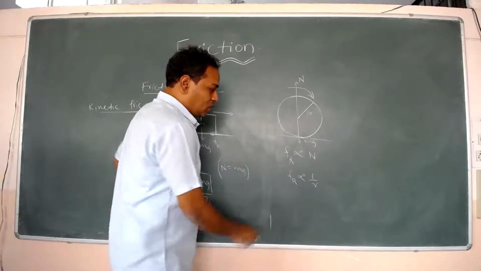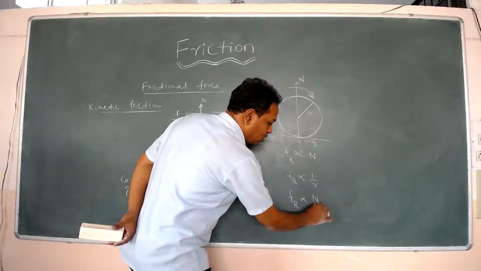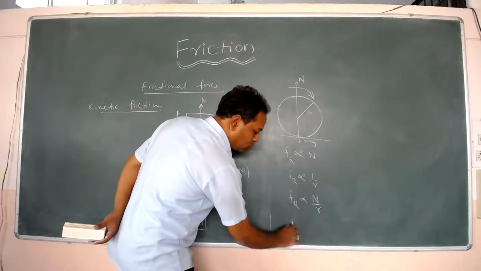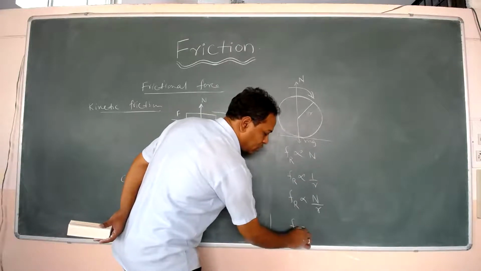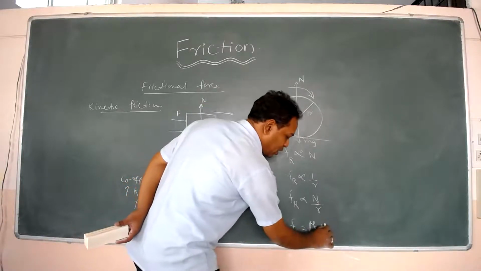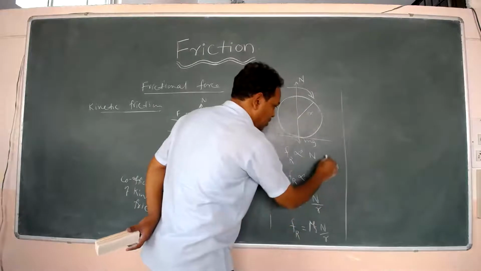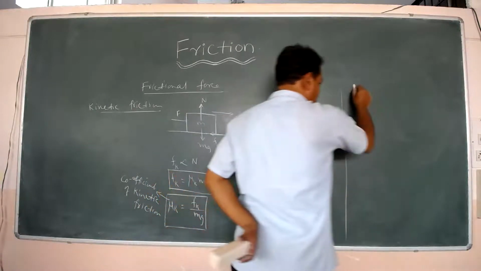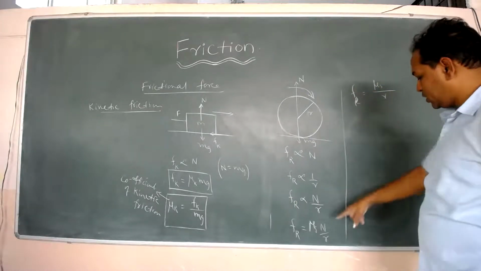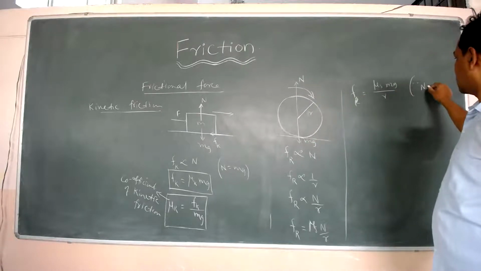formula also. From these two, I can say Fr is proportional to N, and also I can take it as proportional to 1 by R. By combining these two I can write Fr is equal to some constant, say mu r, into N by R. Here N is nothing but mg, since N is equal to mg.